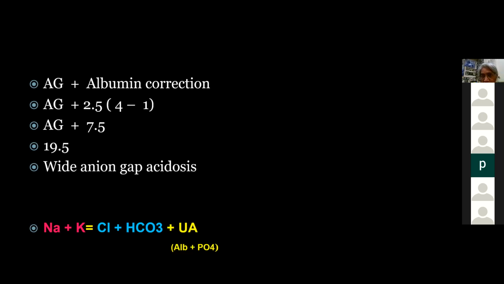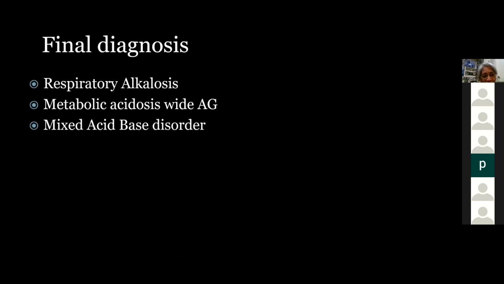So your first lesson was always look for anion gap. Second is correct the anion gap for albumin so that you get the true anion gap. So now when you see the diagnosis, you have a respiratory alkalosis, which you can eyeball and say. When looking at it carefully, you found a metabolic acidosis, and when you corrected for albumin, you found that this was a wide anion gap. So this is a mixed acid-base disorder. It is not a simple acid-base disorder because the metabolic acidosis is not there for compensation. It is there because the anion gap is itself wide.